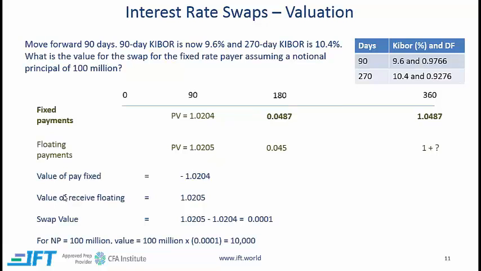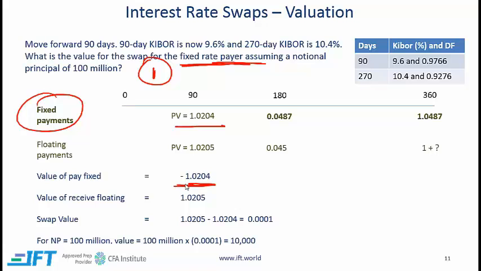Now let's come to the value. We've established that for 1 unit of currency, the present value of fixed payments is 1.0204. We are taking the perspective of the fixed rate pair. So this is the payment that needs to be made. Hence we have a value of minus 1.0204. Value of received floating is 1.0205. That is a plus. That's the number shown right here. The swap value is the difference. So it's 1.0205 minus 1.0204, which is this number.